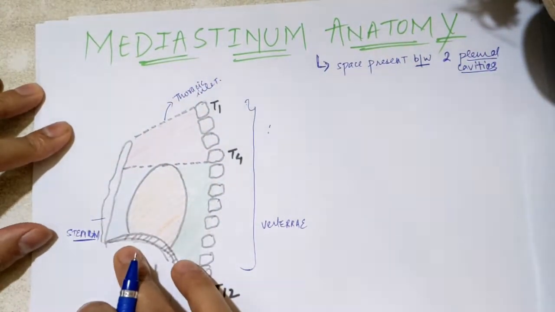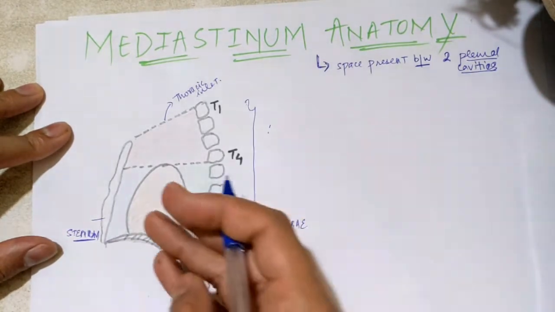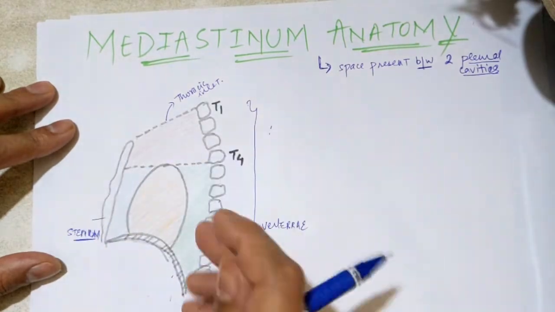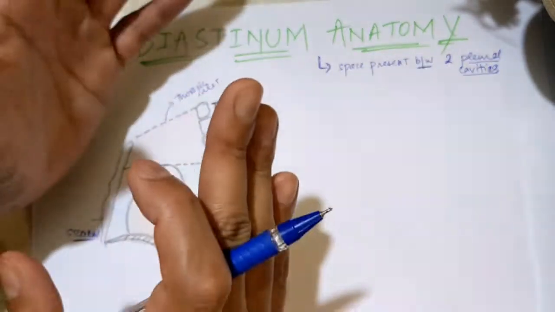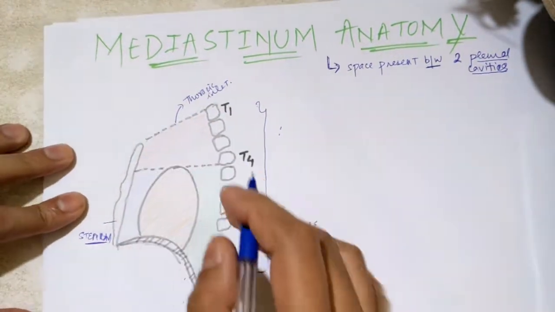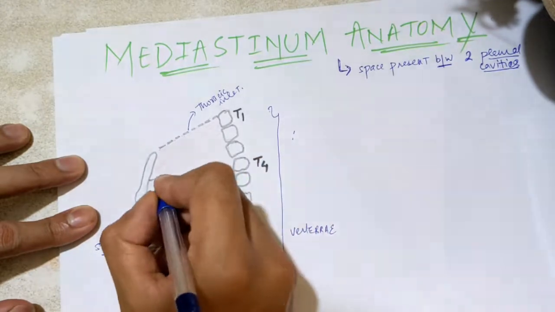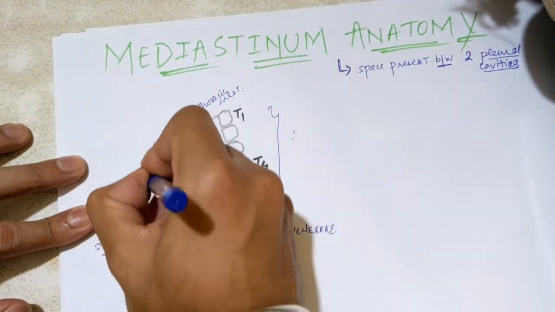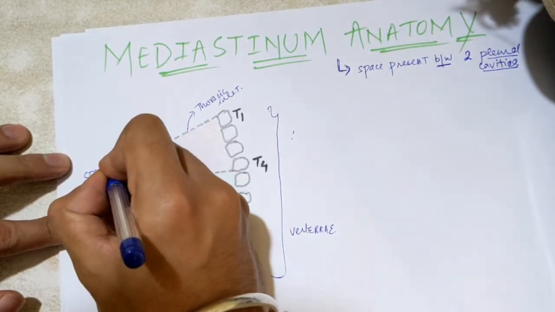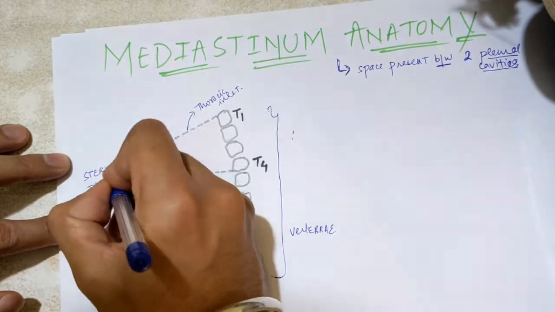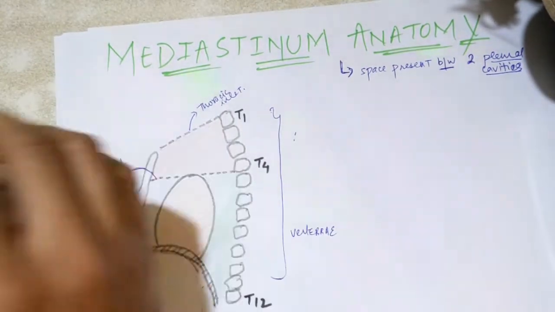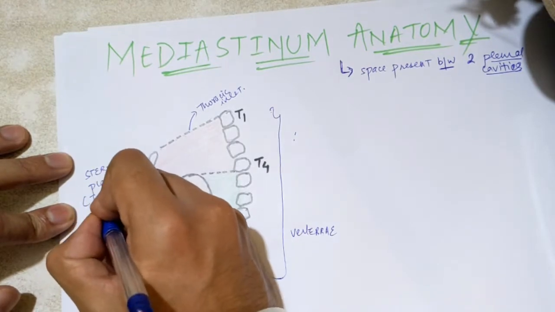This is the diagram, and in this same visual appearance you can see what I have told just before. This is the sternum, this is the vertebral column, and between them there is a space, which is between the two lungs, the two pleural cavities. This is the sternal plane. This plane is called the sternal plane, or you can also say the transverse thoracic plane, because it is transverse.